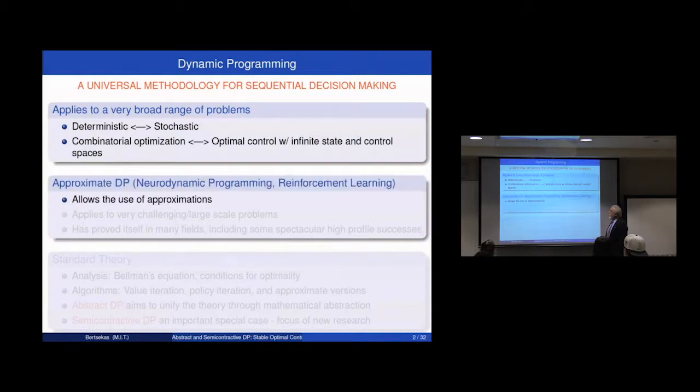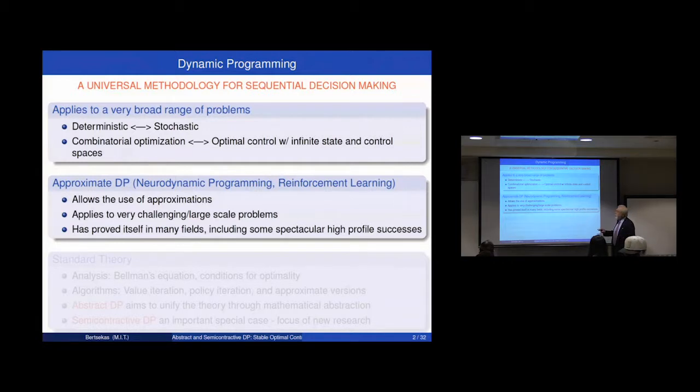Dynamic programming became quite popular with new developments in dealing with approximations, about maybe 20, 25 years ago: approximate dynamic programming, or synonyms like neurodynamic programming, reinforcement learning, and perhaps others. The classical difficulty with dynamic programming is the curse of dimensionality. You could only solve small problems exactly, but if you properly use approximations, it's possible to solve much larger scale problems, which can be very challenging. By now, the methodology has proved itself in many fields, including some quite spectacular high-profile successes, like the method that learned how to play Go at the level of the best humans and received a lot of publicity, the AlphaGo program.